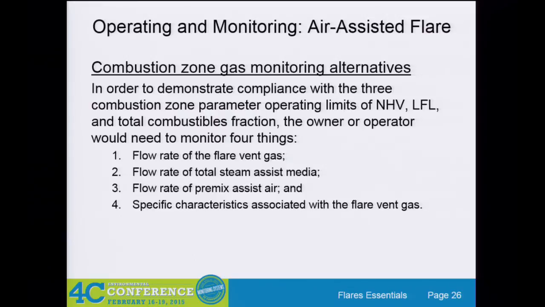Basically, if you want to comply with this rule, it comes down to our favorite three things: three flow meters and an analyzer. You've got to have a flow meter on your vent gas. You've got to know the flow rate of your assist media, whether it's steam or air, and you also have to know the characteristics, so you need your analyzer to tell you what to do. If you're going to be adding supplemental fuel, you're probably going to want to have a flow meter on that as well.